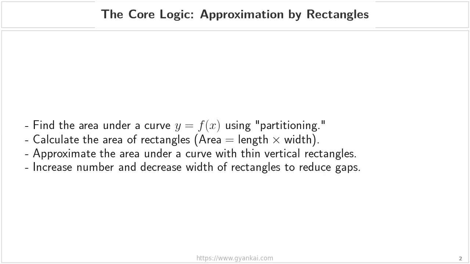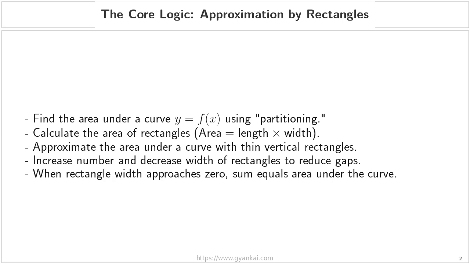However, here is the key mathematical trick. We increase the number of rectangles and simultaneously decrease their width. As we make these rectangles thinner and thinner, those gaps begin to disappear. Ultimately, when the width of these rectangles approaches zero, meaning they become infinitely thin, the sum of all these tiny rectangular areas becomes exactly equal to the total area under the curve.